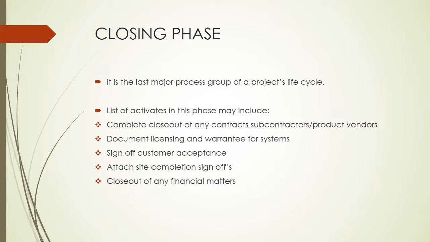And the last phase is the closing phase. It is the last major process group of a project's life cycle. The activities that might be included in this phase are completing the closeout of any contracts, subcontractors, and product vendors, documenting licensing and warranty for systems, signing off customer acceptance, attaching site completion sign-offs, and closing out any financial matters.